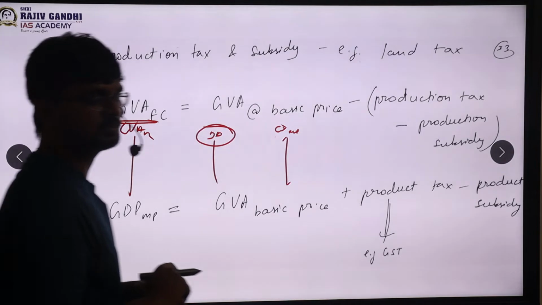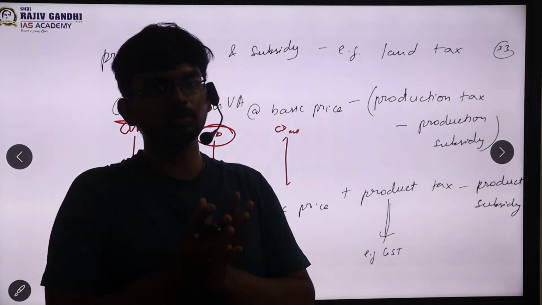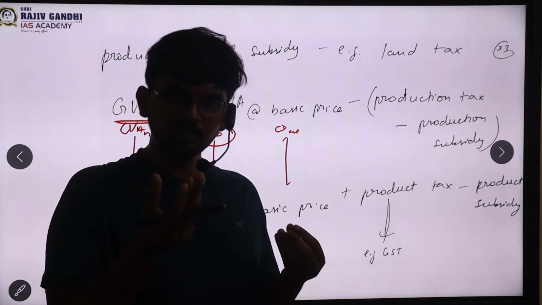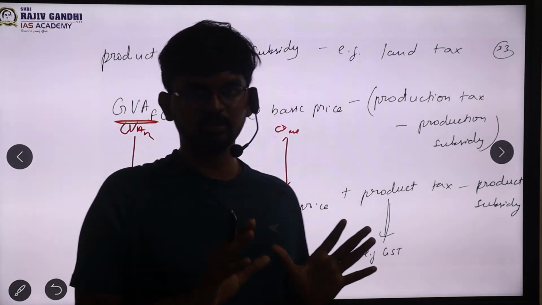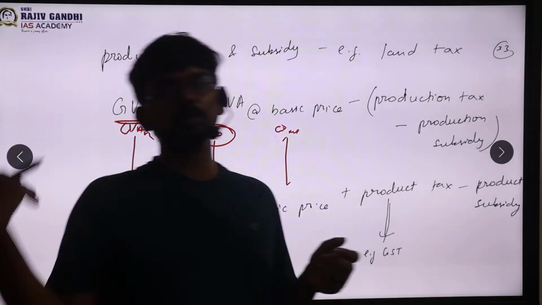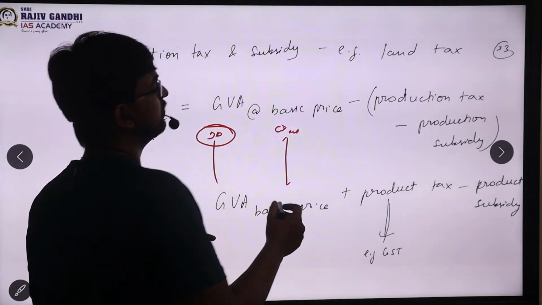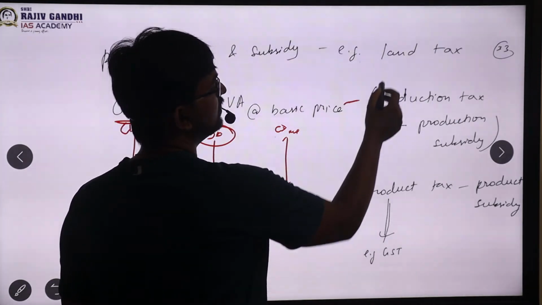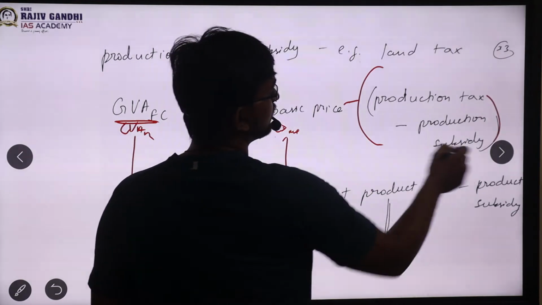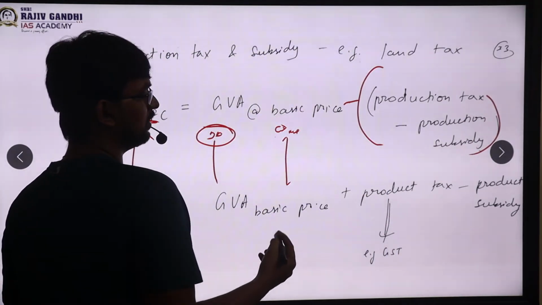So GVA at factor cost means what? I have to include only the factors. That means what? I have to remove, since the basic price already does not have product tax, it only has production tax. I will be removing that production tax also from that, sir. So that production tax and subsidy. So essentially, from GVA at basic price, I will be removing my production tax minus production subsidy. That will be removed.